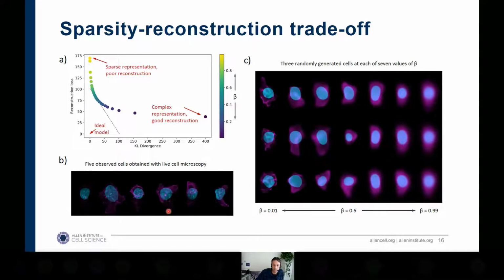Here you see 5 actual cells for reference, and here we see generated cells, 3 of each for 7 different values of beta. And you see that at high values of beta, the cells begin to look alike, and they begin to look more or less like a blurry object. This could be considered a blurry mean cell, if you will, in our model.